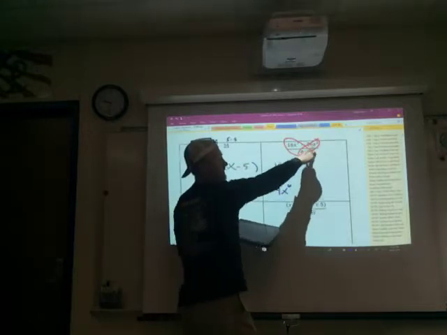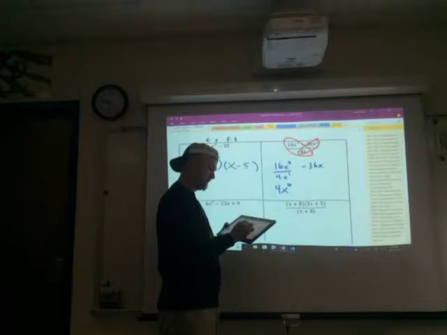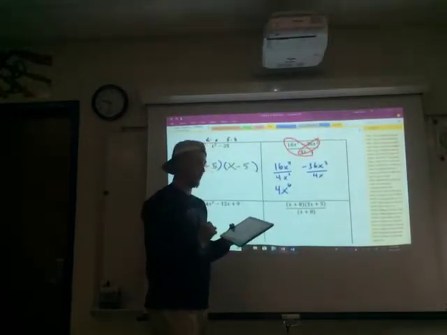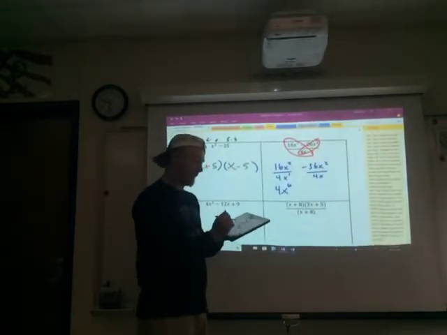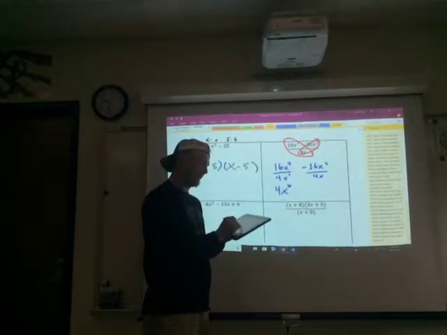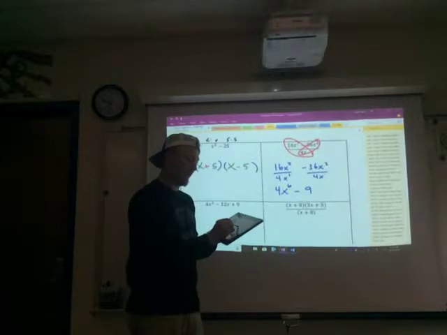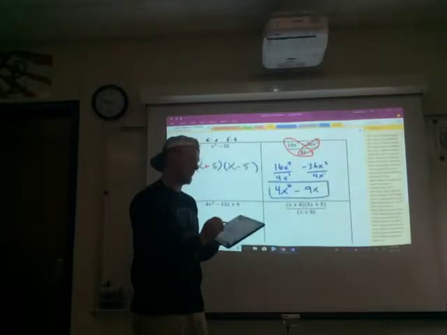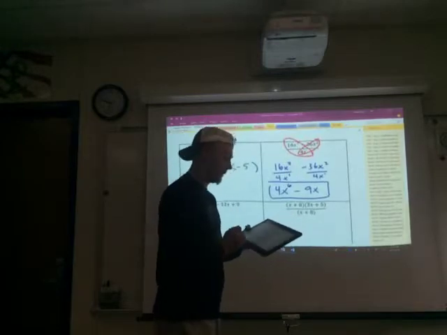Then we need to do the negative 36x squared, still divided by the same denominator, 4x. Once again, we still treat numbers the same. Negative 36 divided by 4 is negative 9. x squared divided by x to the 1st: 2 minus 1 is 1, so it's just x, or x to the 1st. And there you go, there's dividing polynomials.